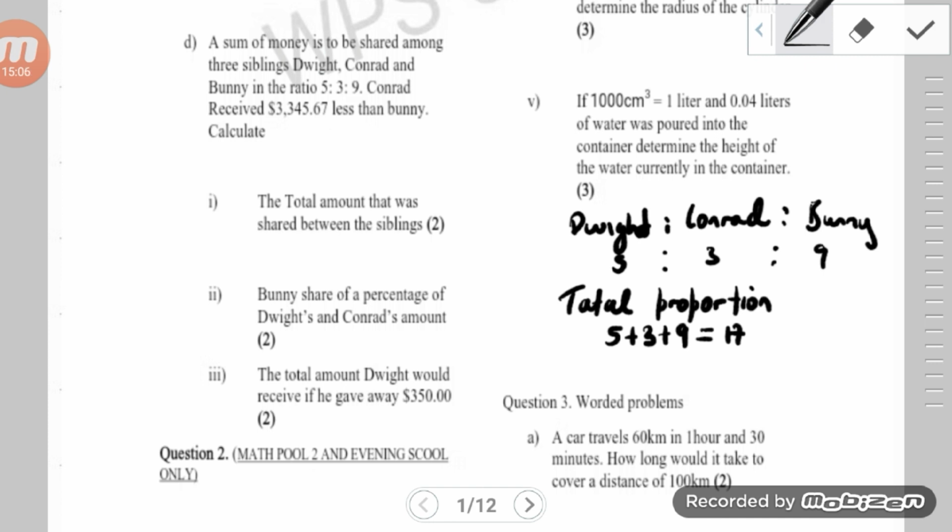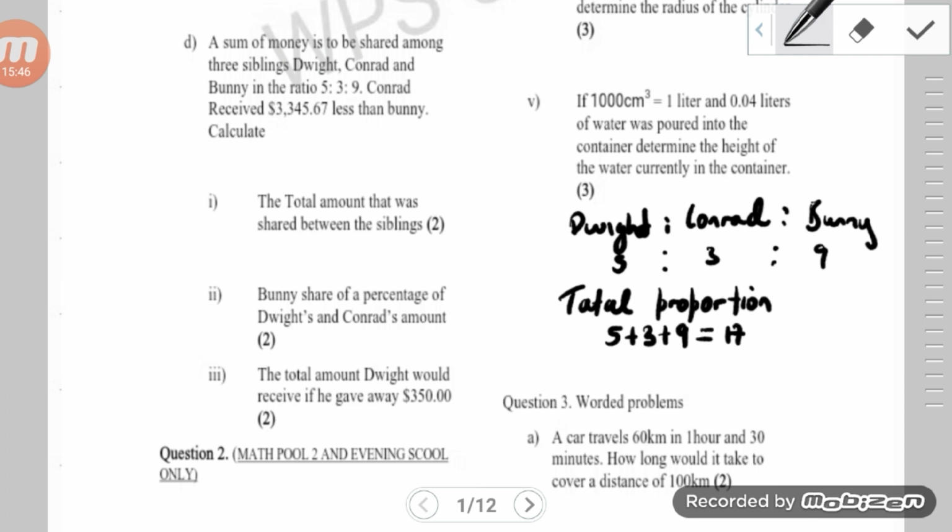Now, mathematically, using the direct proportion principle, if you can find one portion, if you can obtain one portion, then you might be able to find 100 portions, 200 portions, 50 portions. As long as you're able to identify the value of one portion of this money, then you should be okay. Now, in order for us to do this, we're going to have to go to the part here at the bottom that says that Conrad received $3,345.67 less than Bunny.